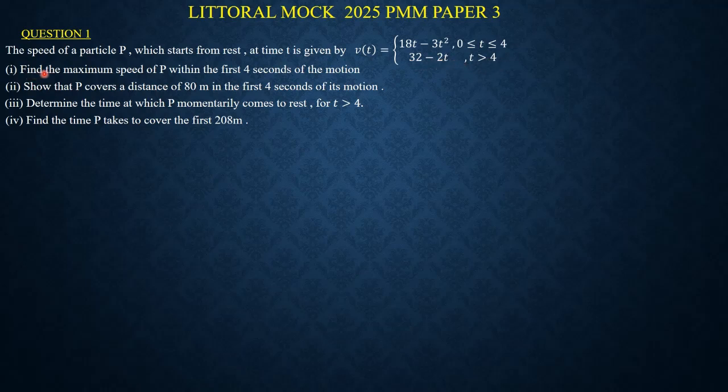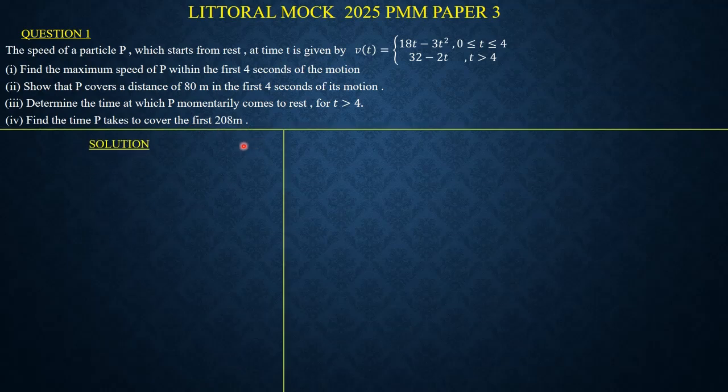In part one, we are asked to find the maximum speed of P within the first 4 seconds of the motion. In part two, we are asked to show that P covers a distance of 80 meters in the first 4 seconds of its motion. In part three, we are asked to determine the time at which P momentarily comes to rest for t strictly greater than 4 seconds. And in part four, we are asked to find the time P takes to cover the first 208 meters. We can now go into the solution of this question.